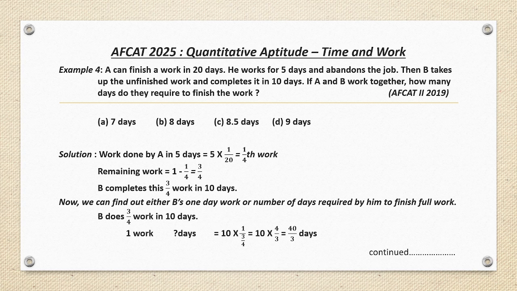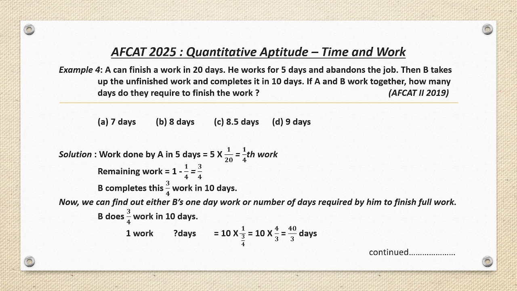Here, A can finish a work in 20 days. He works for 5 days and abandons. Please check this question and try to solve it on your own. Take a minute, pause. Okay. A can finish a work in 20 days, that means in one day he can do 1/20th. He has worked for 5 days, so how much work has he done? 5 into 1/20 is equal to 1/4 work. Now what is the balance work? 1 minus 1/4, that is 3/4.